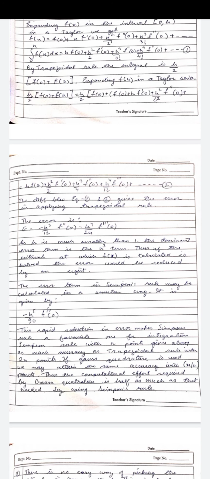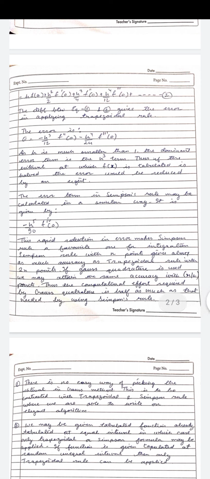Now we will move to Simpson's rule. The error term in Simpson's rule may be calculated in the same way, and it is minus h to the power 5 upon 90 into the fourth derivative of f at 0. Thus, the rapid reduction in error makes Simpson's rule a favorite for integration.